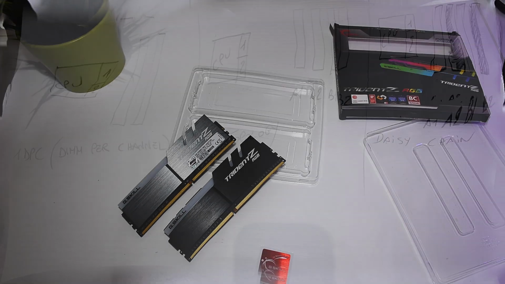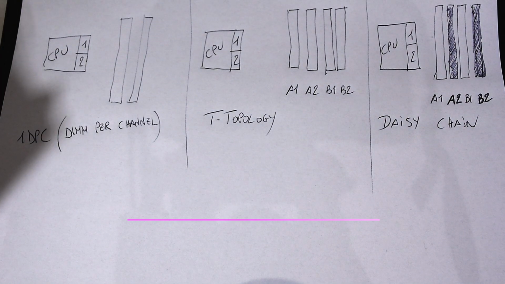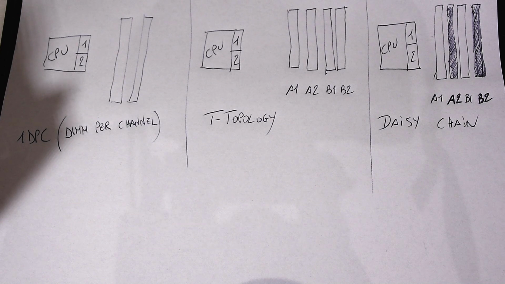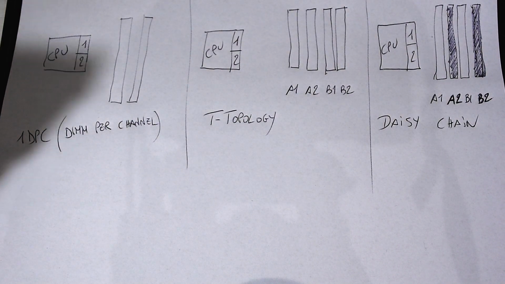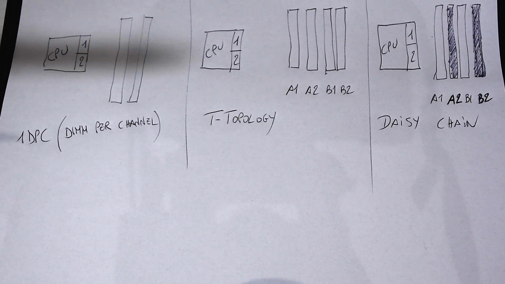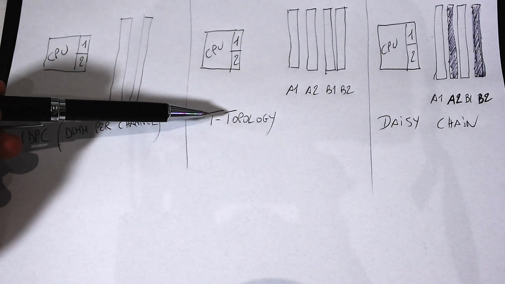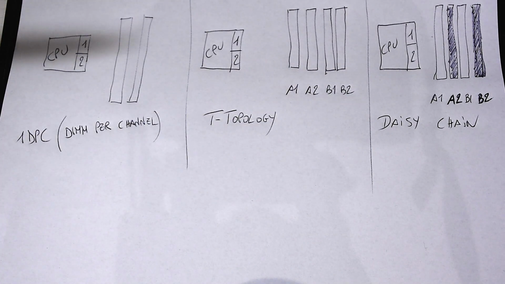Okay, so as we said, how you install your RAM in the motherboard slots depends from vendor to vendor, and it can affect its overclocking capabilities. So we basically have three methodologies, as we can see here: 1DPC, so dim per channel, T-topology and daisy chain.